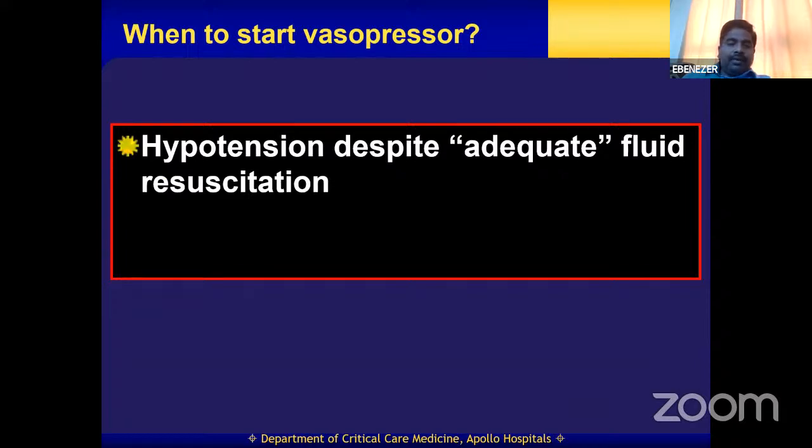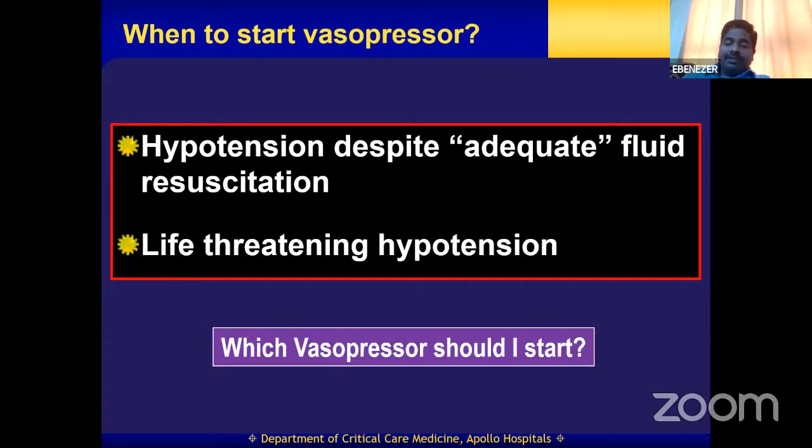So when do you start these vasopressors? You have resuscitated adequately. You have chosen a crystalloid, you have given a balanced salt solution, and you have given a bolus of 30 ml per kg. You have started resuscitating. As you're resuscitating, you're checking tolerance, etc. You're finding out whether the patient is tolerating everything. But in spite of that, the patient is hypotensive. That is the time where you have to go for starting a vasopressor.